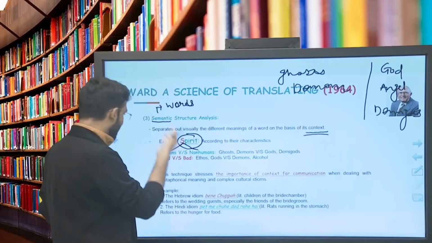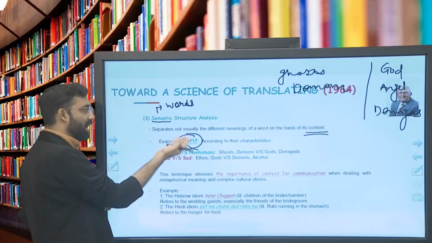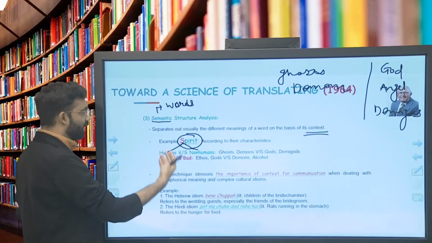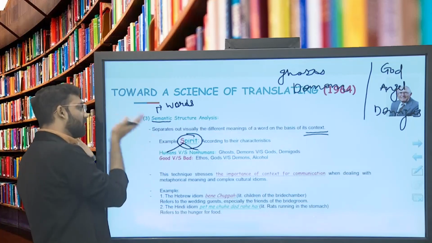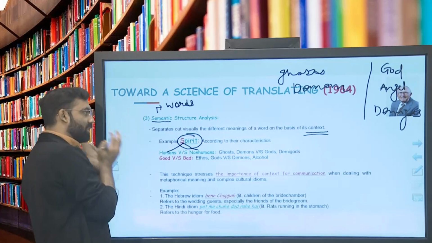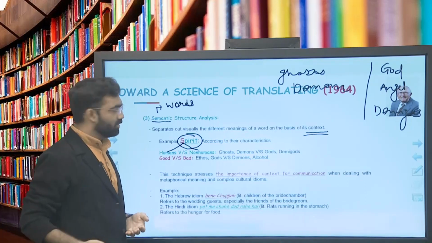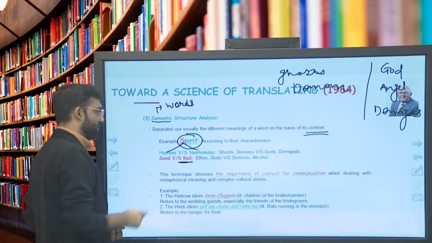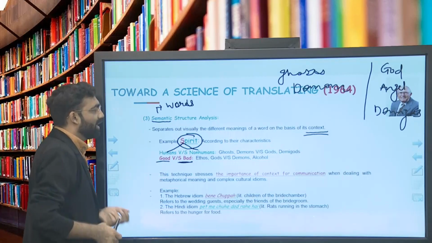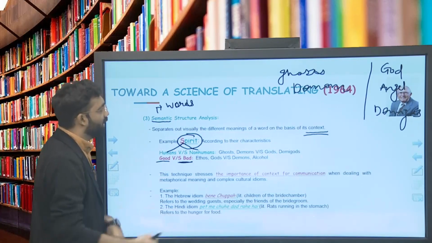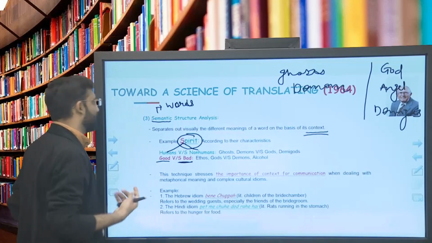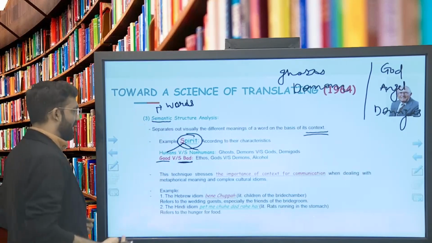Yes, it can also be used in a good or a bad way. Like for ethos, gods, it is used in a good sense, whereas alcoholic, demonic, would be used in a bad sense. So you can divide it according to their characteristics, that is semantic structure analysis.